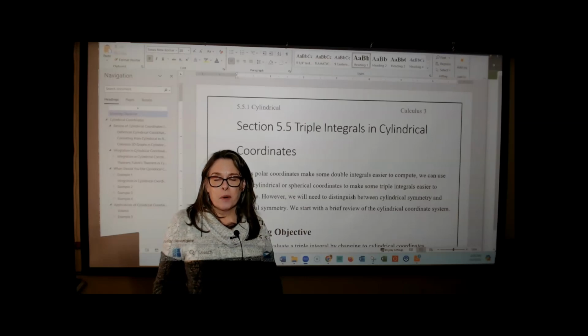In section 5.4, we introduced triple integrals, and we talked about changing the order of integration to find the one that was simplest or most straightforward to solve.